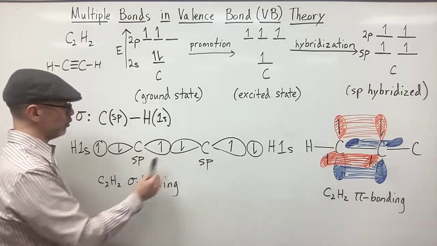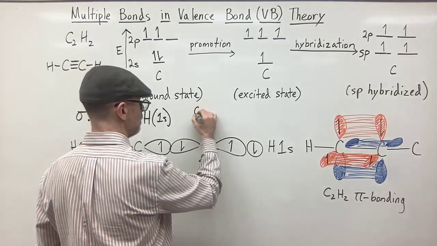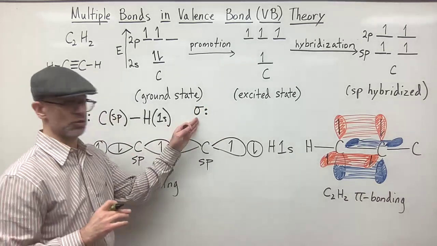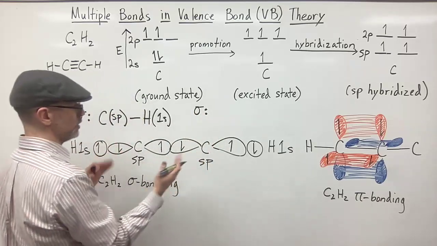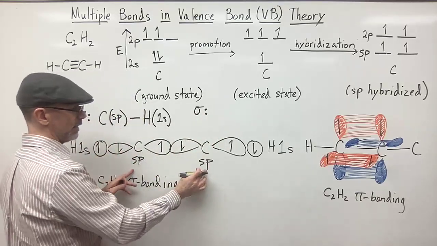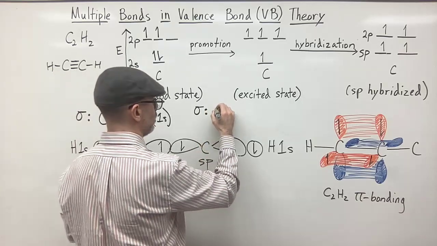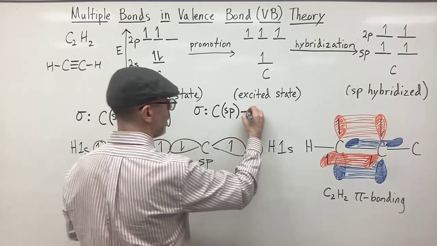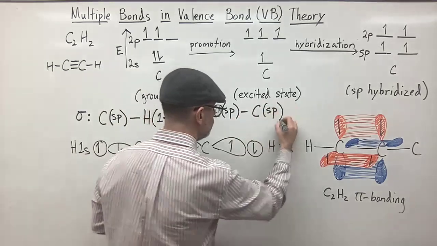Now the bond between the carbons, there's multiple bonds there. And so the way you would label that is, again, you'd have the sigma bond. So you have sigma, that's the symmetry, right, along the internuclear axis. And then what are the atoms involved? It's carbon and carbon and the sp hybridized orbital. So it'd be carbon, sp orbital bonded to carbon, sp orbital.